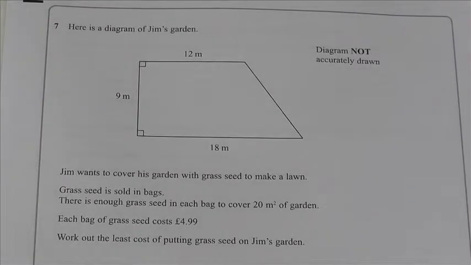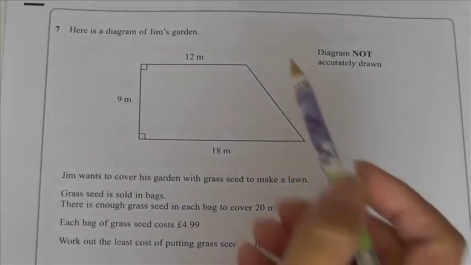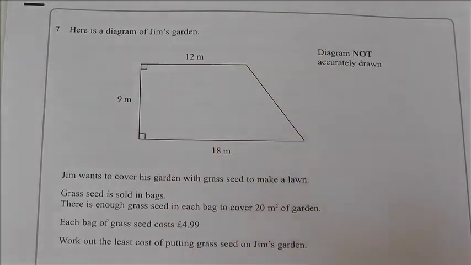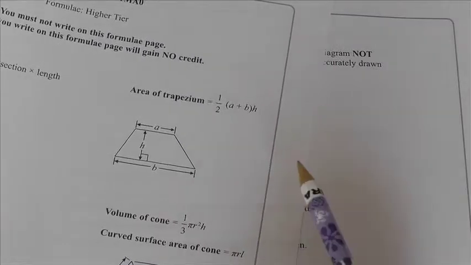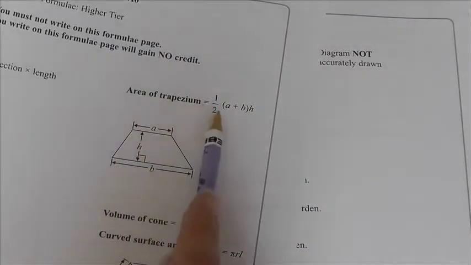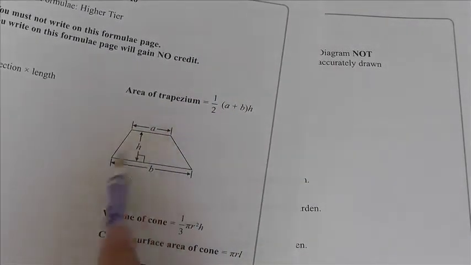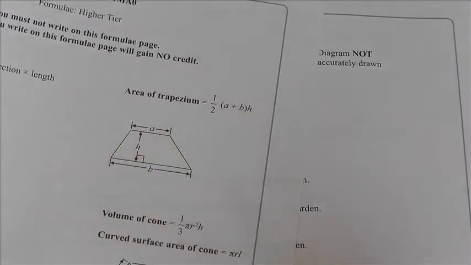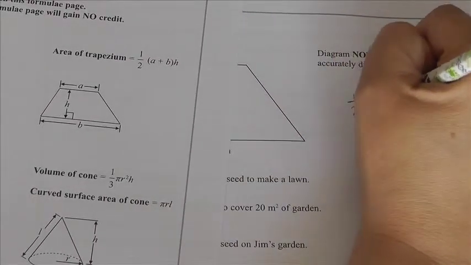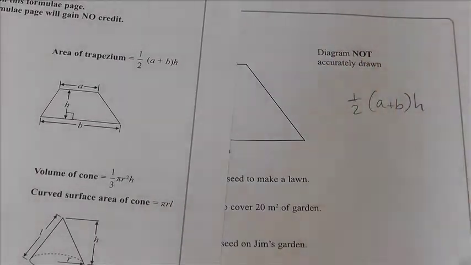Question 7, it's really useful if you were able to identify the shape at the beginning. It is a trapezium because it has one pair of parallel lines. And if you look at your formula sheet, you can see that the area of the trapezium is found by doing half times A plus B, they're your parallel sides, times the perpendicular height. So I'm just going to write the formula on here, half A plus B times the height, so that I can then use it.